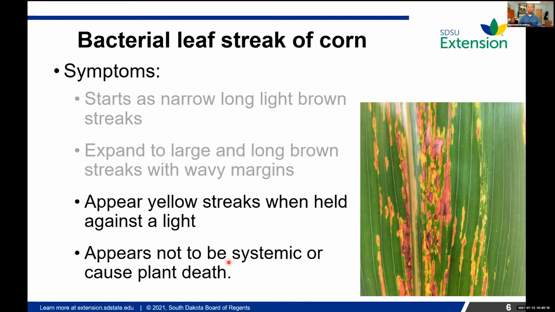It seems this bacterial disease is not systemic. So we know some other bacterial diseases like Goss's wilt can be systemic, but this bacterial leaf streak has not been shown to be systemic. In other words, it doesn't grow and transmit throughout the plant. Just the infected parts of the plant are the ones that show the symptoms.